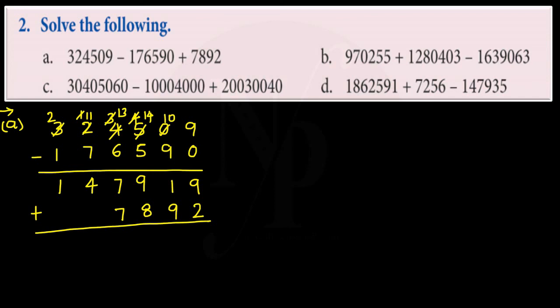So 9 plus 2 is 11, 1 is carried forward, 1 plus 1 is 2, 2 plus 9 is 11. So 1 is carried forward, 9 plus 1 is 10, 10 plus 8 is 18, 1 is carried forward, 7 plus 7 is 14, 14 plus 1 is 15. 1 is carried forward, 4 plus 1 is 5. 1 is brought down as it is. This is the required solution for the first question.